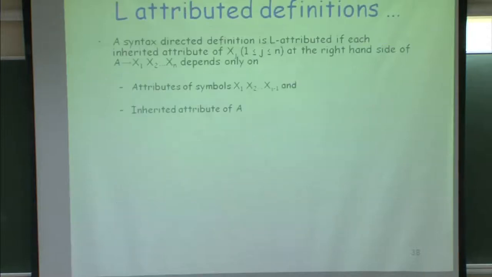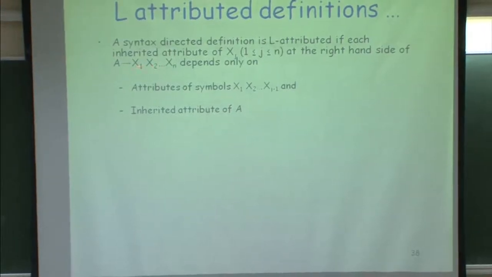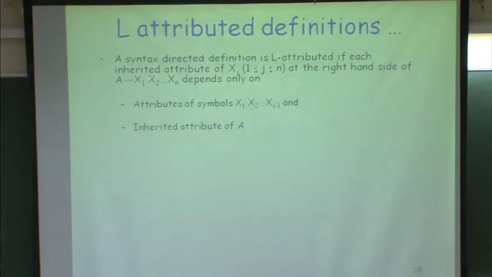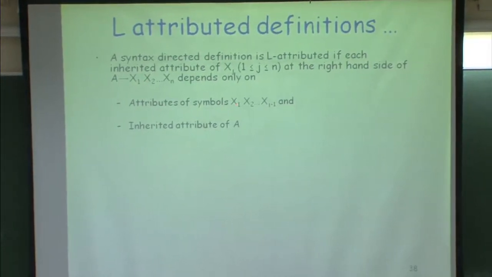Okay? So L-attributed definitions are these: if I have a production of this form, then the attributes of any symbol depend only on the following. If I take xj, lying somewhere between 1 and n, the inherited attribute of xj depends only on the inherited attribute of A and the attributes of x1 to xj minus 1. This is j minus 1, not i minus 1, the font is not very clear.